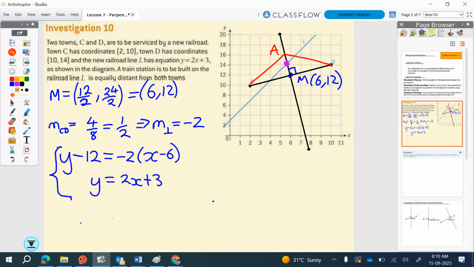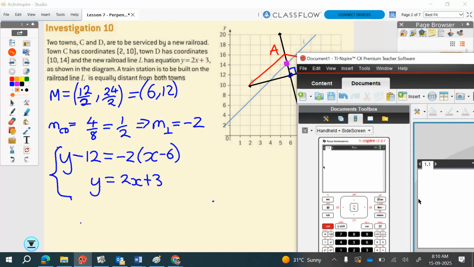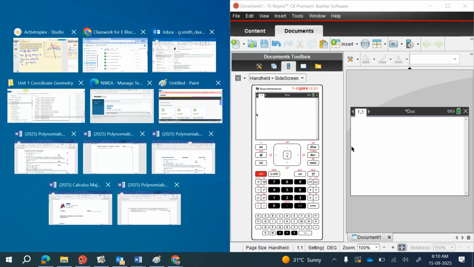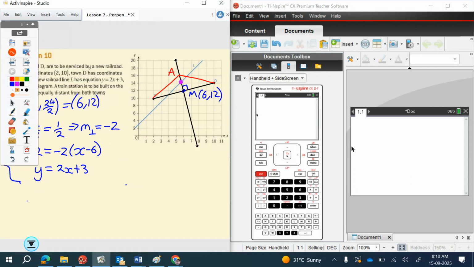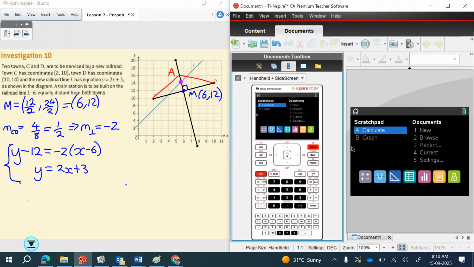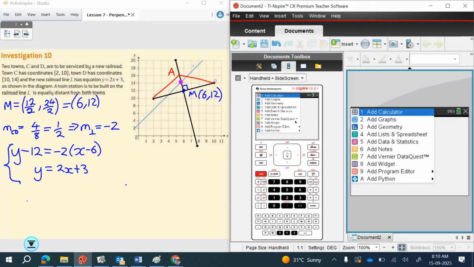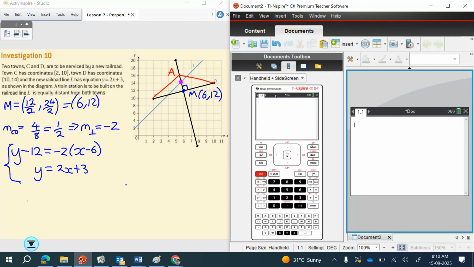Okay. So we need to solve this equation system on our calculators. So we start by pulling up our calculator like this one. As I've said before, I always recommend not using the scratch pad, but using a proper document. When you're starting a new piece of work, press 1 for new document, say no to saving the previous, and always start by adding a calculator. I say that every time.